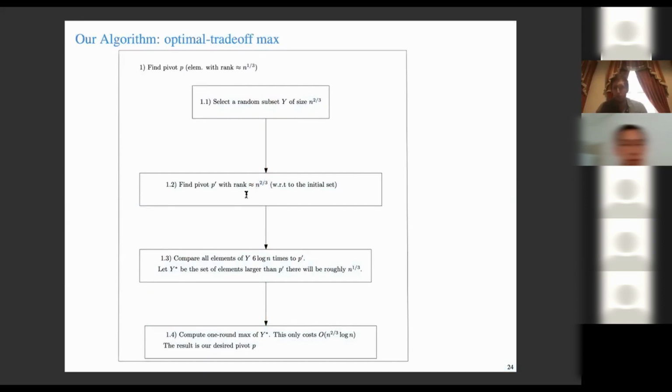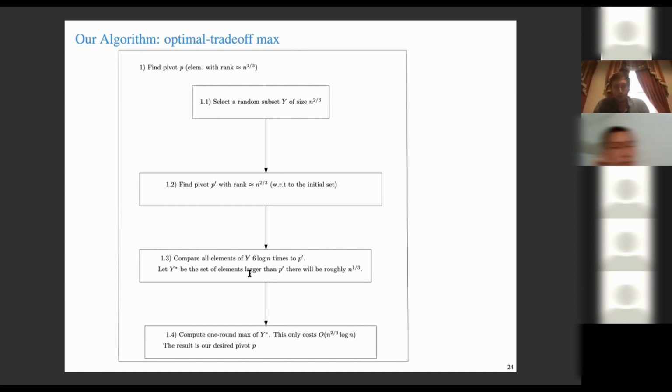But let's just say somehow through magic, you can find this pivot p prime. Well, then you're done, because you can compare all elements in Y log n times to this pivot element. And you can do this because the number of elements in Y is actually quite small. There are not too many.